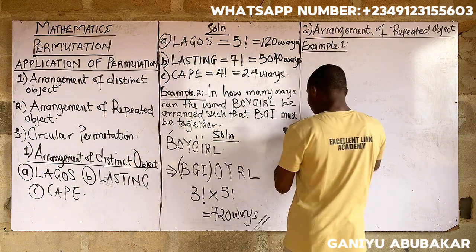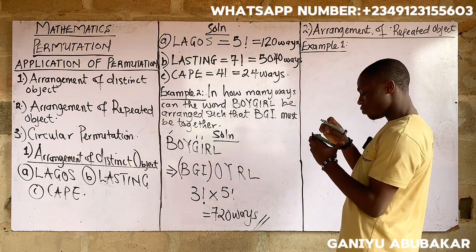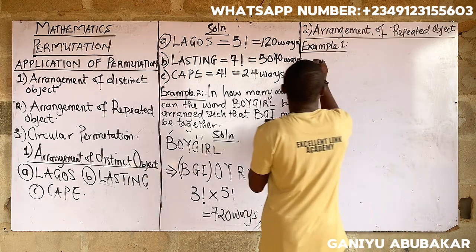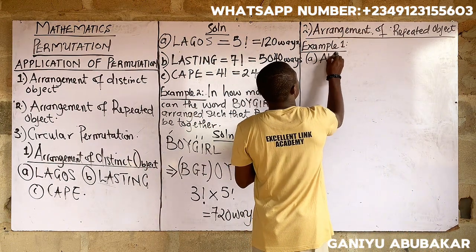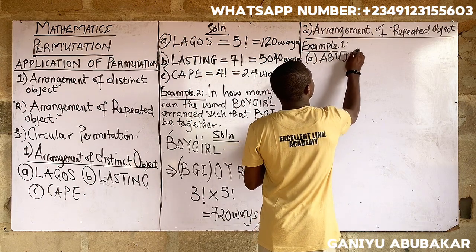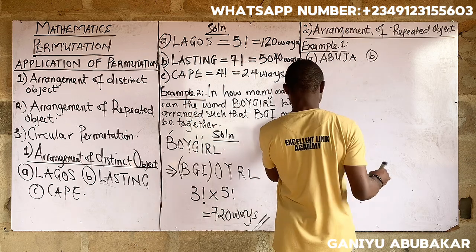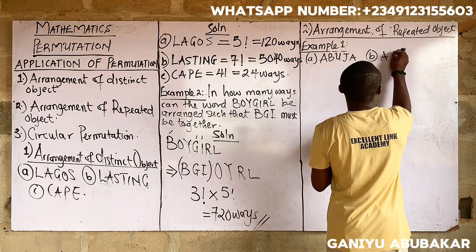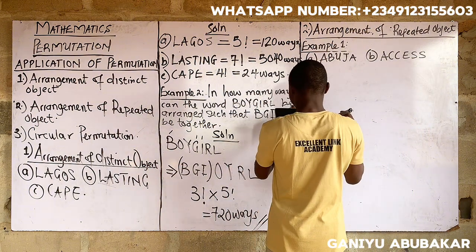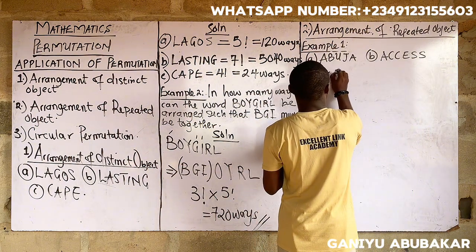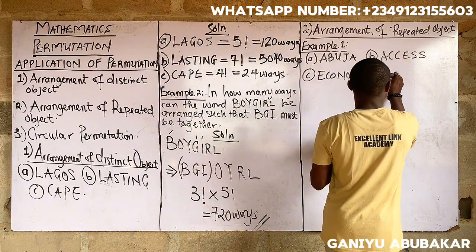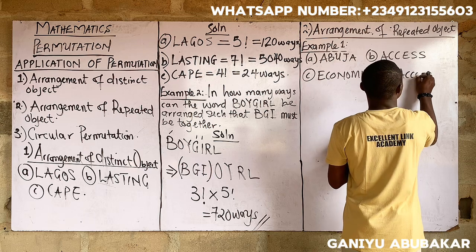Example 1 says, in how many ways can the following words be arranged? Question A, I have Abuja. Question B, I have access. Question C, I have economy. And finally D, I have accountant.